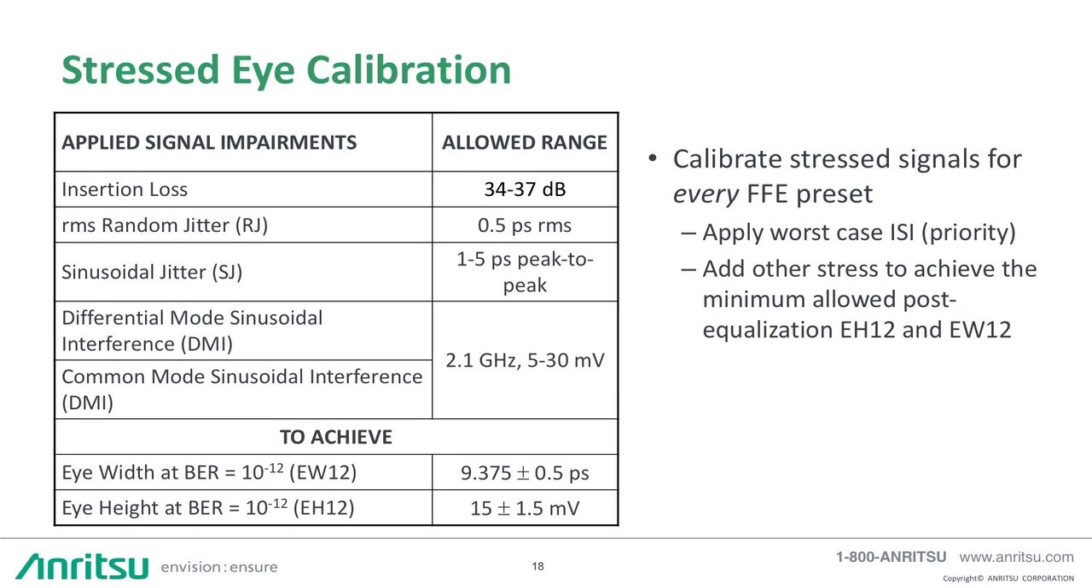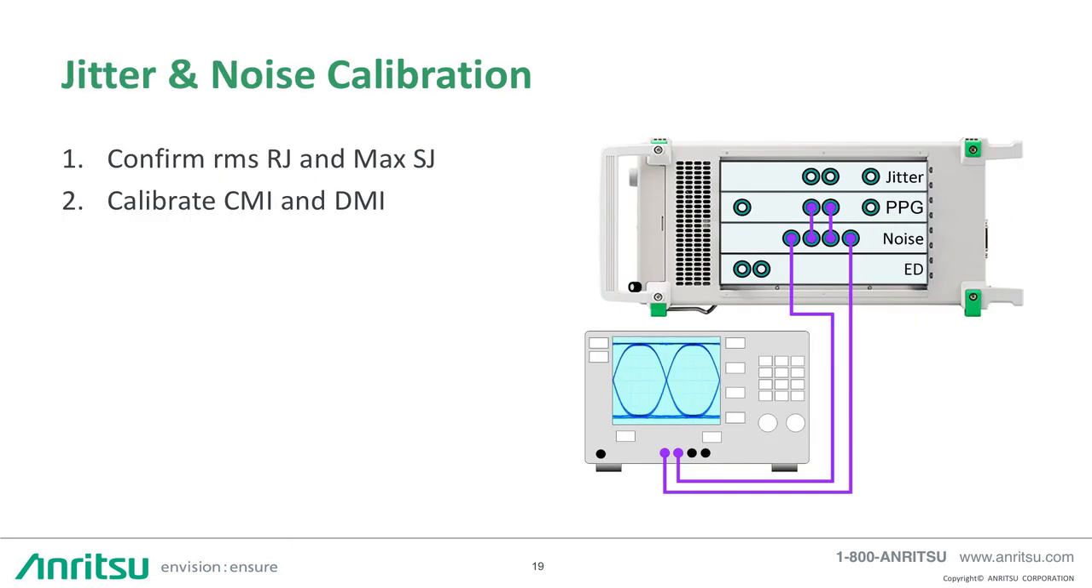The goal is to configure a signal subject to the worst-case intersymbol interference that has the minimum allowed post-equalization eye height defined at a bit error rate of 10 to the minus 12, that is EH12, and an eye width also defined at a bit error rate of 10 to the minus 12 called EW12. Since the signal is delivered to the CEM connector, the worst-case loss of the add-in card must be emulated in the calibration procedure, as you'll see in a minute. This is where things begin to get sticky.